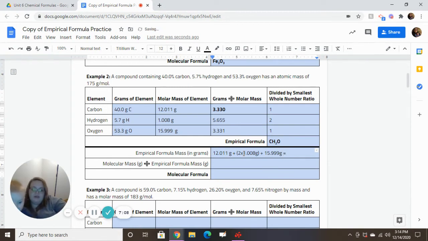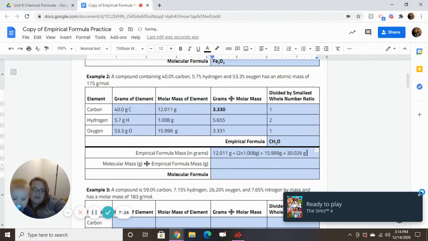Which will equal 12.011 plus 2 times 1.008 plus 15.999 is going to be 30.026 grams.